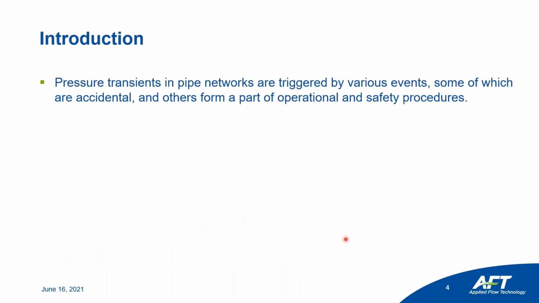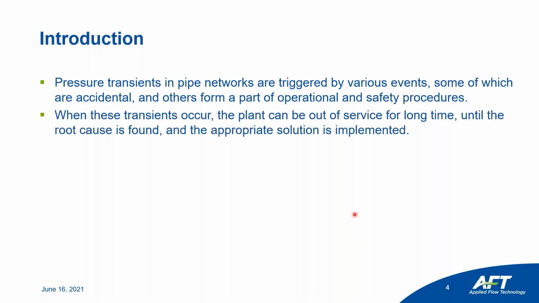Pressure transients in pipe networks get triggered by various events, some of which are accidental and others form part of operational and safety procedures. When these transients occur, the plant can be out of service for a long time until the root cause is found and an appropriate solution is implemented. Most of the dynamic analysis is done in a corrective manner and not in a preventive manner.